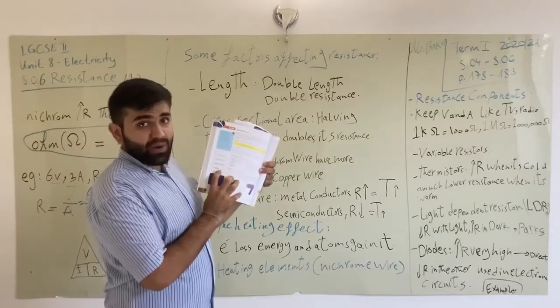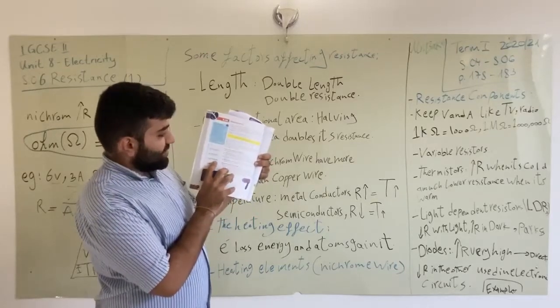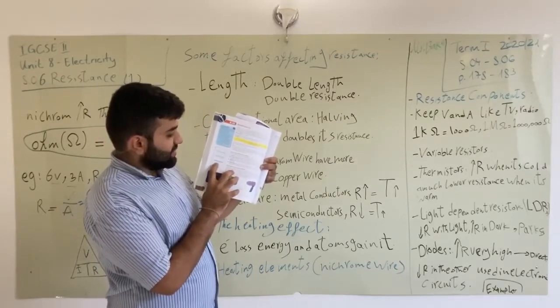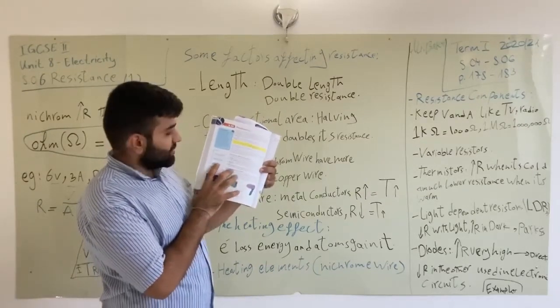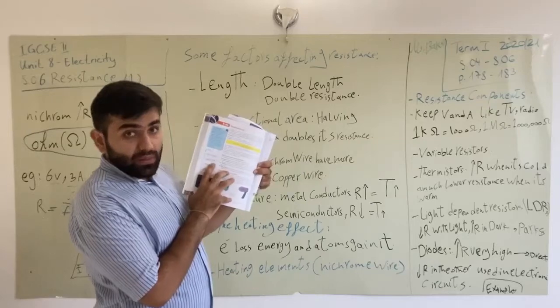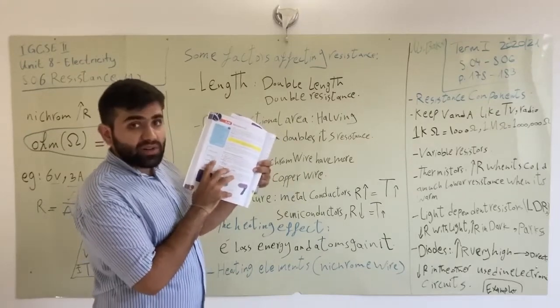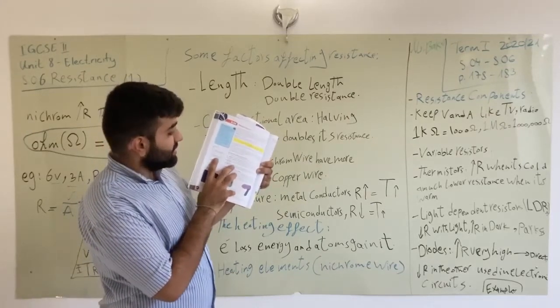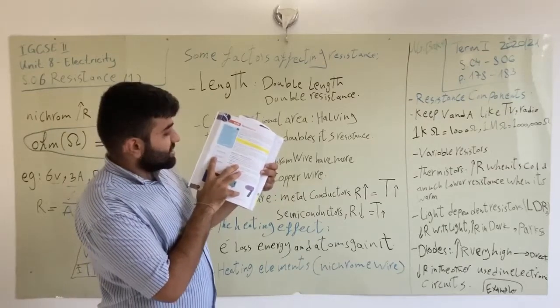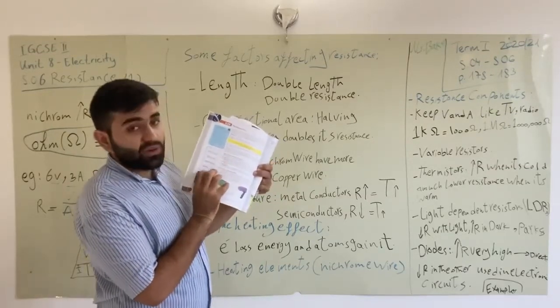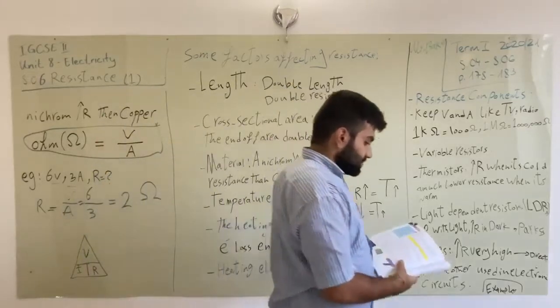Short, thick copper wire, long, thick copper wire. That means the long, thick copper wire has more resistance than the short, thick copper wire. The thin, long copper wire is more resistant than the first and the second. And the long, thin nichrome wire, that means it's more resistant than all these 3.